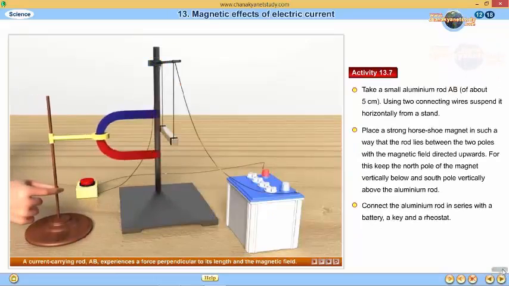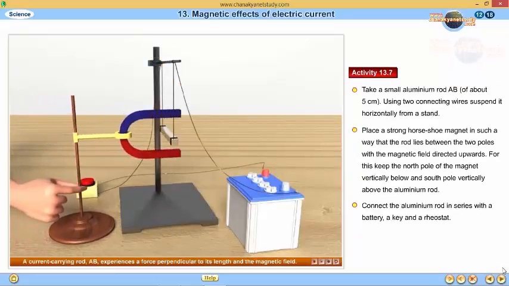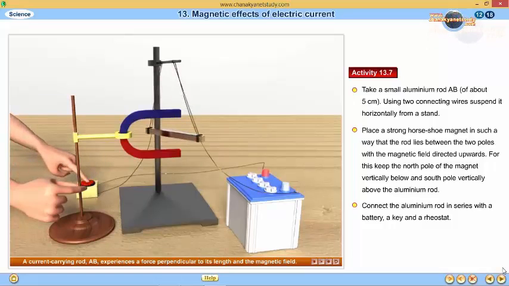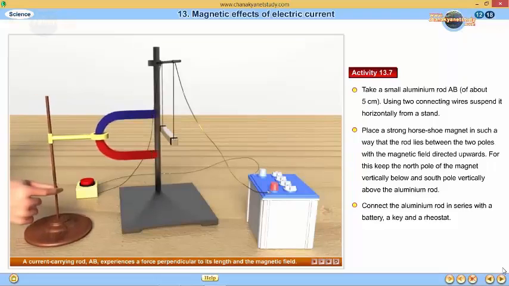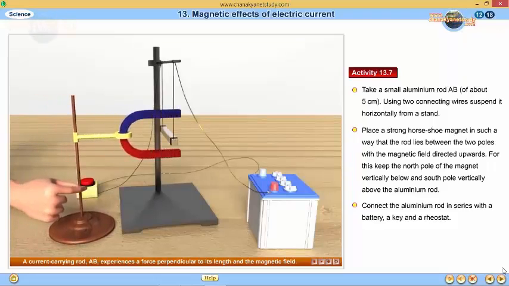Activity 13.7. Take a small aluminium rod AB. Using 2 connecting wires, suspend it horizontally from a stand. Place a strong horseshoe magnet in such a way that the rod lies between the 2 poles with the magnetic field directed upwards. For this, keep the north pole of the magnet vertically below and south pole vertically above the aluminium rod. Connect the aluminium rod in series with a battery, a key and a rheostat.